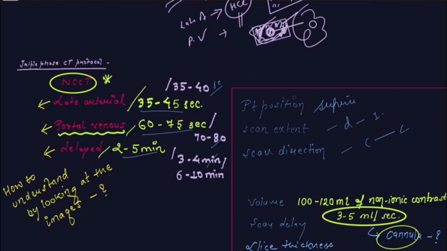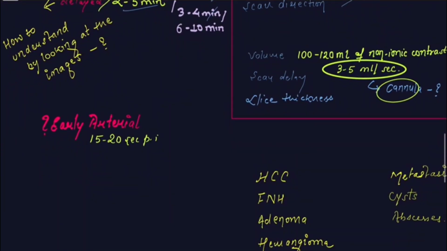By looking at the images, how can you say that this triple phase CT is done correctly? Okay, so in the late arterial phase, you will see the enhancement of arteries like the hepatic arteries, but also there will be some enhancement of portal vein also. If there is enhancement of arteries only, then this is not the late arterial phase, but it's the early arterial phase. For liver lesion characterization, this early arterial is not recommended.